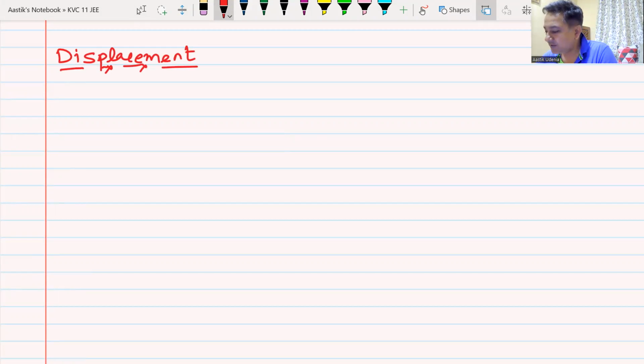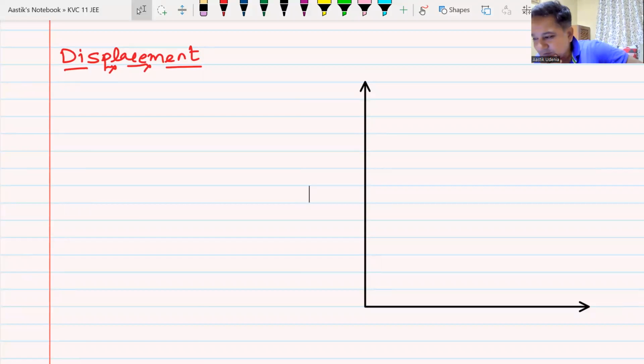Someone says shortest distance, someone says shortest distance in one direction. Anyone else? Would you like to say it in a different way? It is the shortest distance measured in one direction. So I cannot move in the other direction, right? Yes, sir. The shortest path covered by a body from initial position to final position.